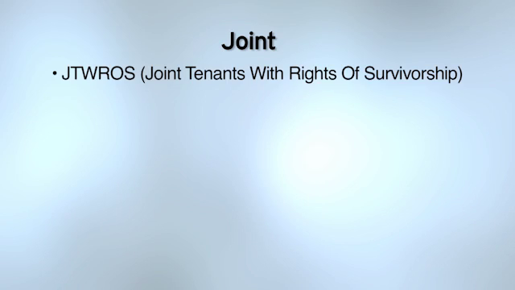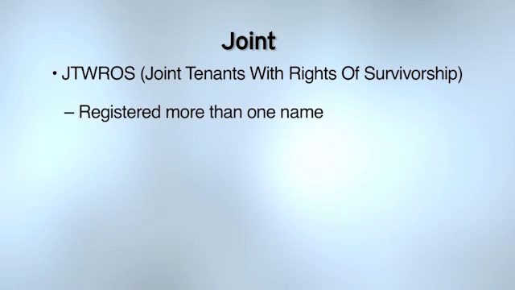Joint account, JTWROS, joint tenants with right of survivorship. This is an account registered in more than one name. This account has equal ownership. If I have a joint account with my wife, JTWROS, I own the account equally with my wife, the other owner.